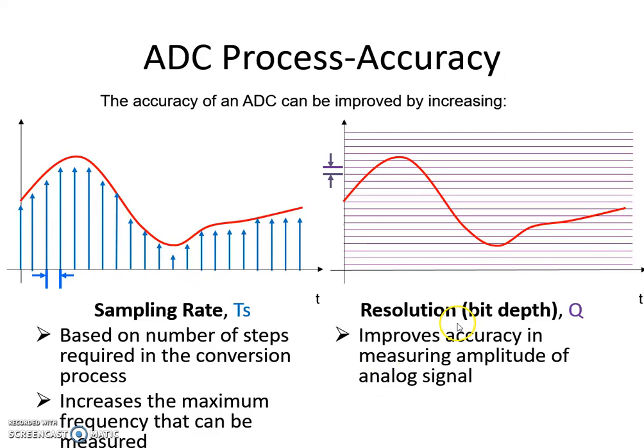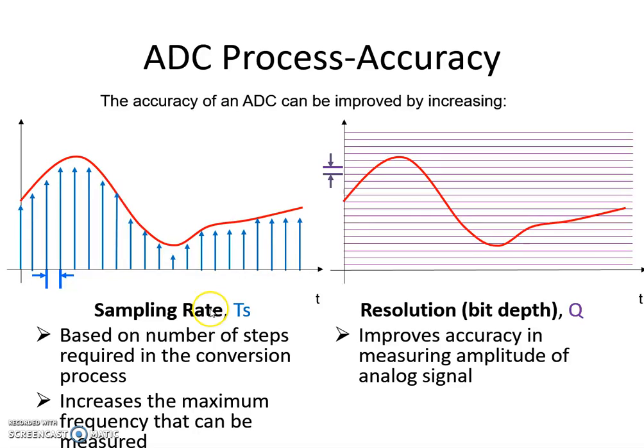Part 2, ADC process accuracy. We talked about the sampling rate earlier and the resolution bit. So just to refresh, sampling rate means the number of samples that we take in the whole signal. Resolution means how we represent the value of the signal in bits.